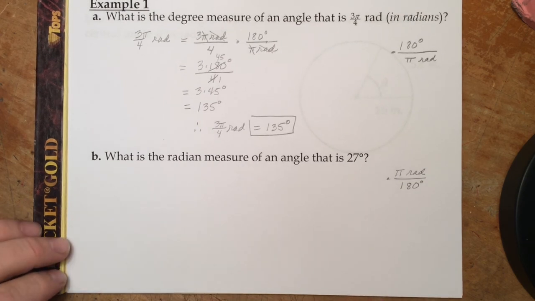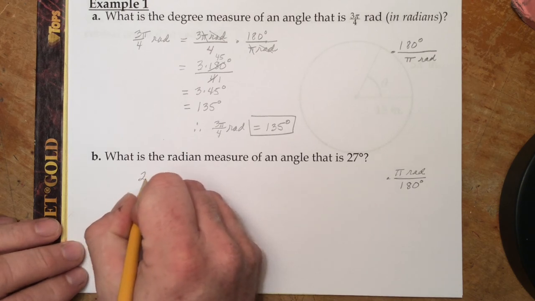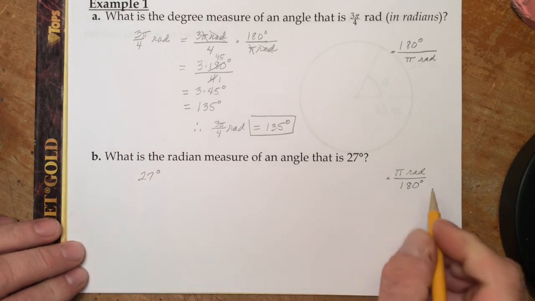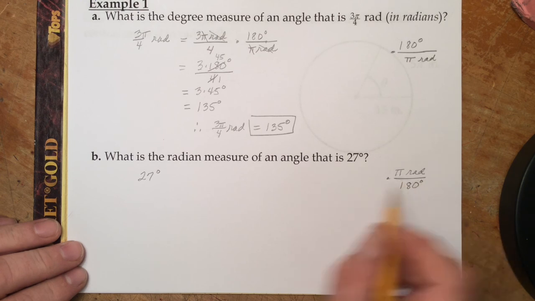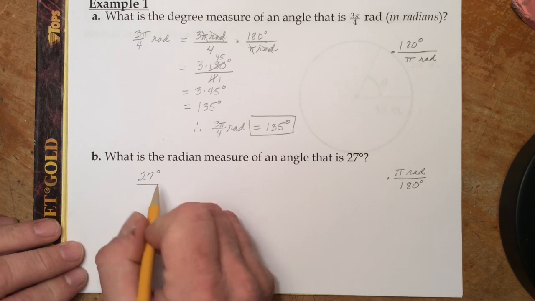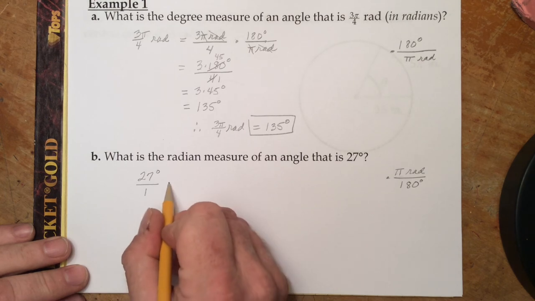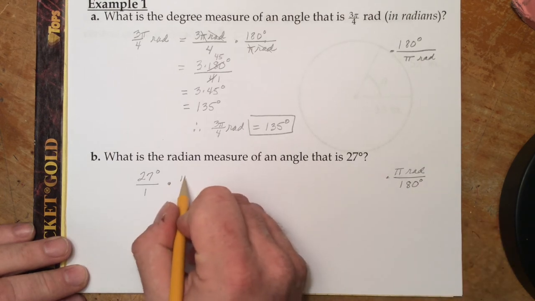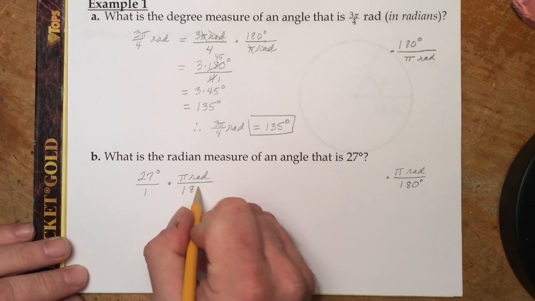Part B. What is the radian measure of an angle that is 27 degrees? Take 27 degrees. Since we're using a conversion factor and we're going to multiply with a ratio, we need this to be a fraction. You can always put any whole number, or any other number, over 1 to create a fraction. We multiply it with the conversion factor, pi radians over 180 degrees.